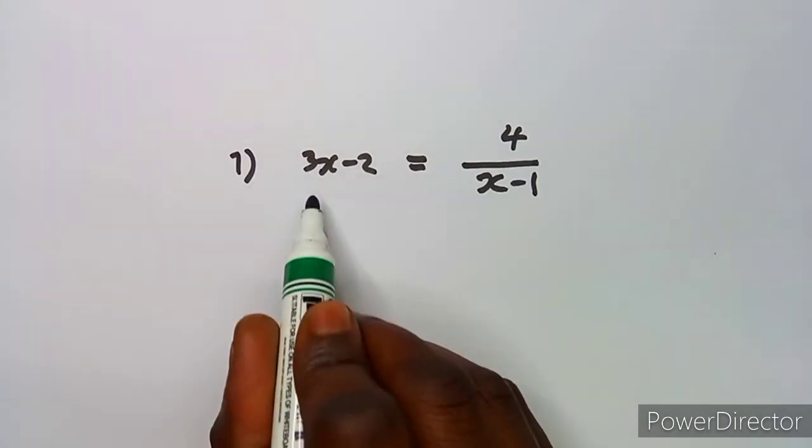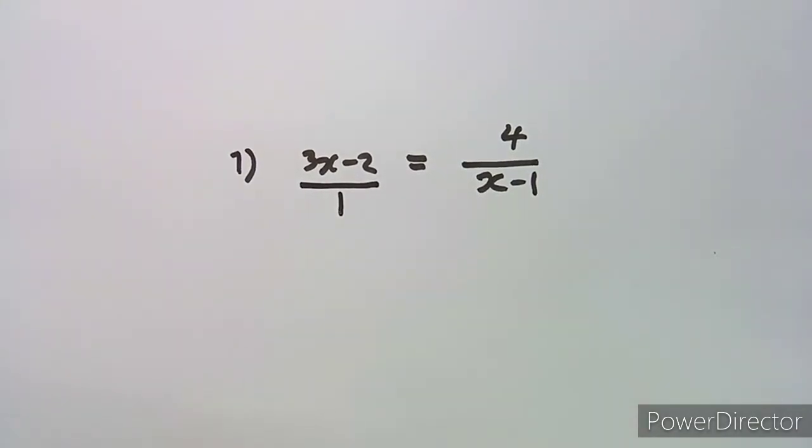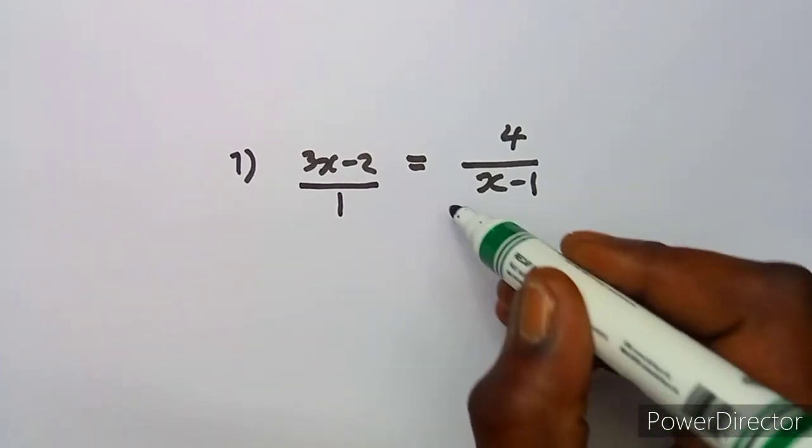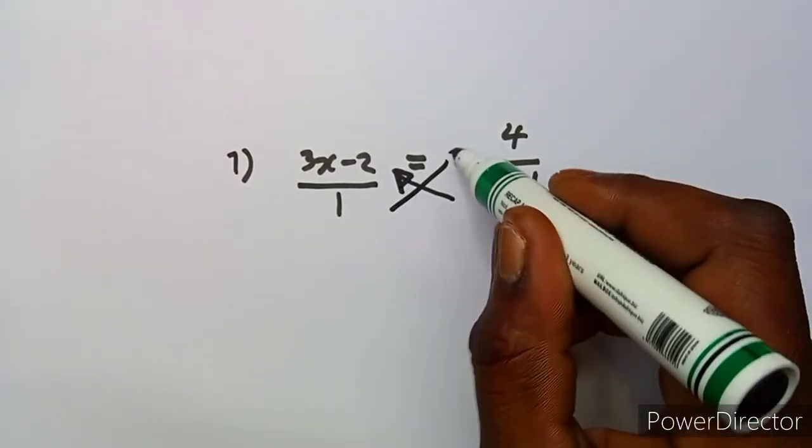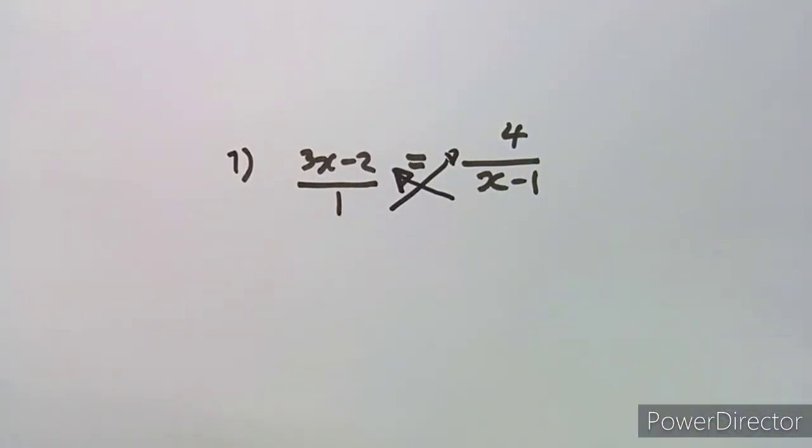So it's still one and the same thing. I'm just going to write this as over 1. Remember why we write this over 1? So that it's now a fraction. When it is a fraction, it's now easier for me to cross multiply. Okay, so I can just cross multiply there. So let's cross multiply and see what you're going to have.